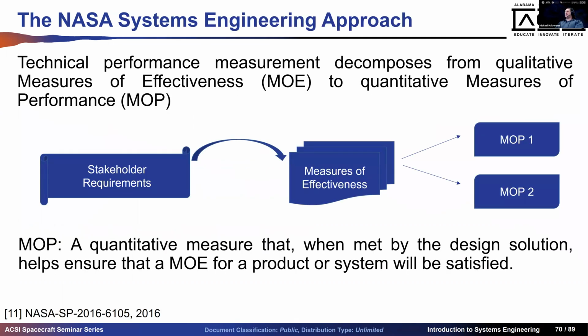So this is how NASA handles it. They have stakeholder requirements. I want faster horses. Great. Then they translate that into measures of effectiveness. Okay. Measures of effectiveness might be how fast you get from point A to point B, or your horsepower per se. Then those get translated into measures of performance, which might be how fast the hooves are moving and how much the horse weighs. I don't know.